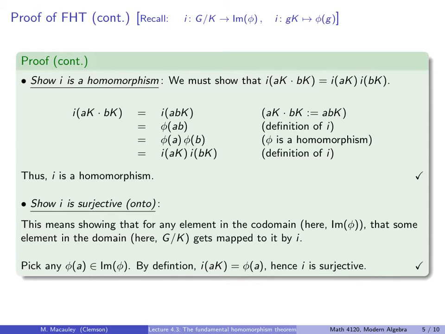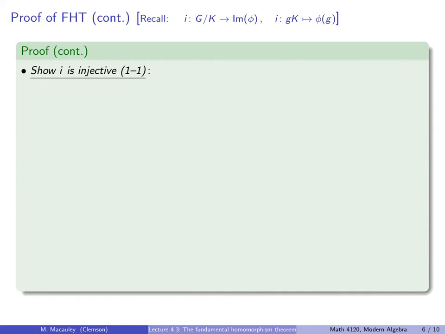and indeed it is. At this point, we know that I is a well-defined homomorphism that is onto, so the only thing that's left to show is that it's also one-to-one, because recall that we're trying to show that it's a bijection, so it's one-to-one and onto. So how do you show that a mapping is one-to-one? There are several ways, but this is probably the most common. And here's a nice picture of it first.